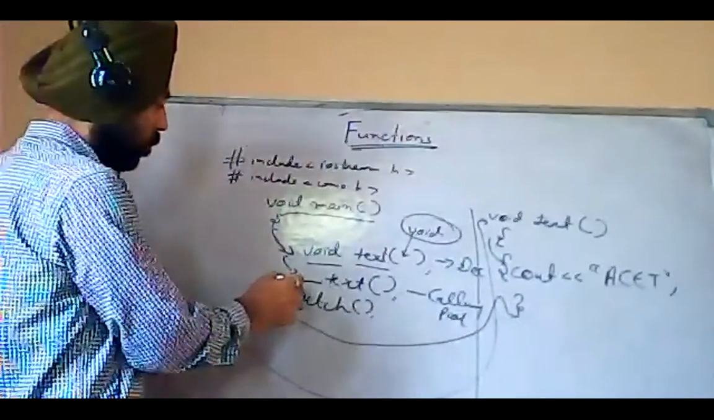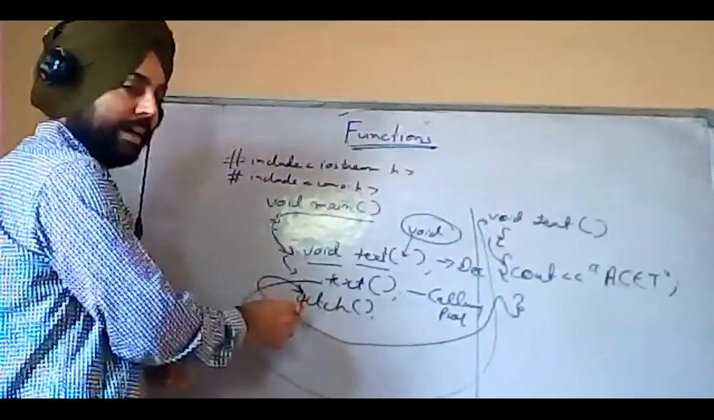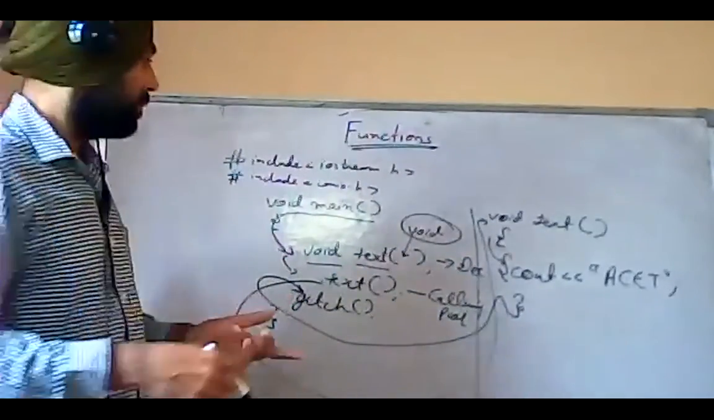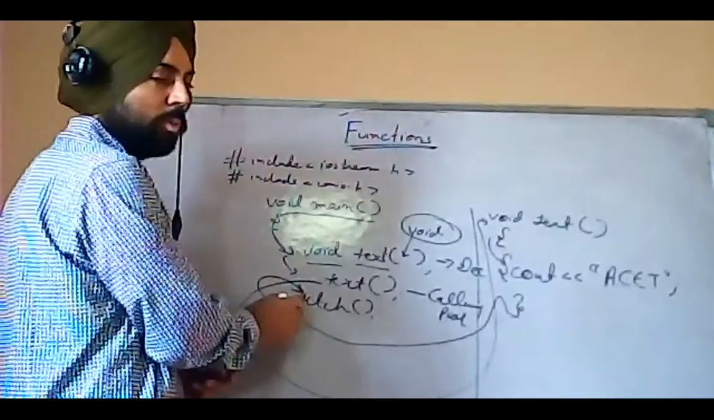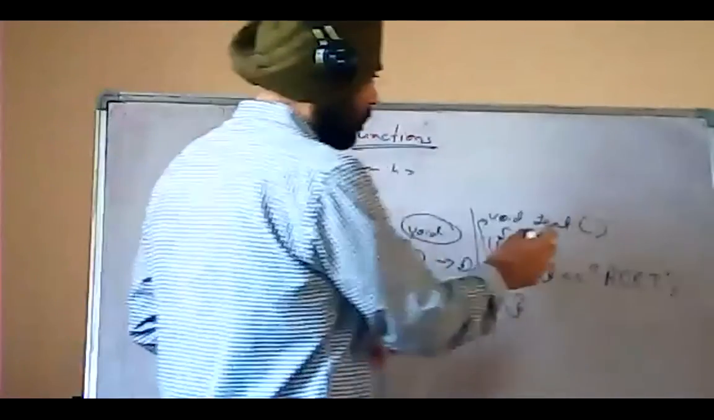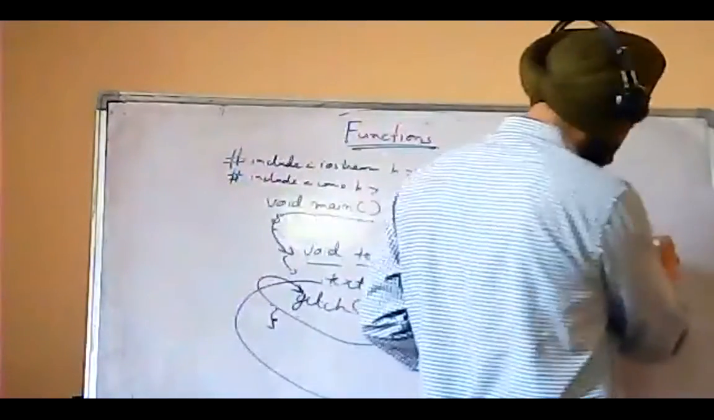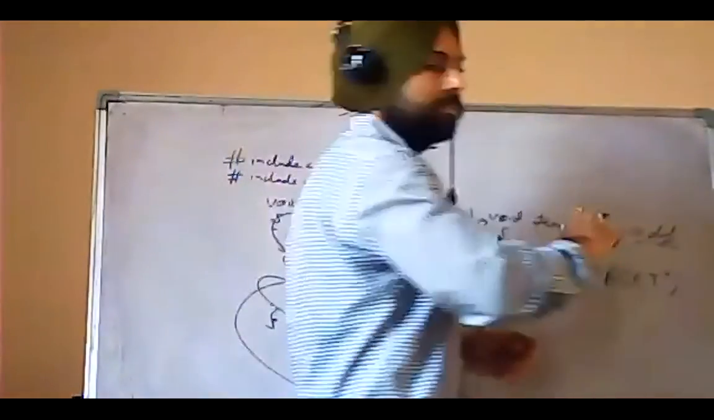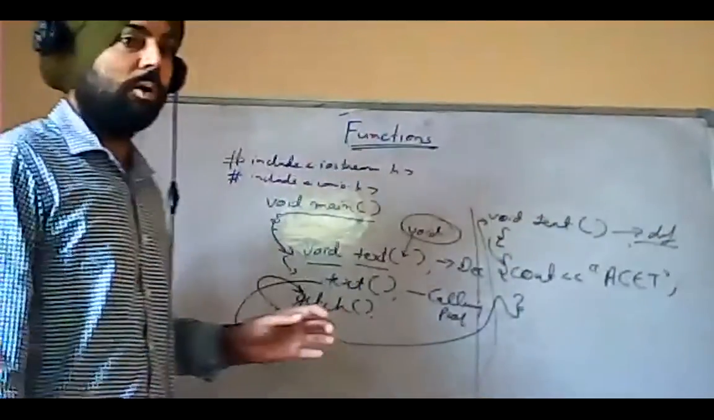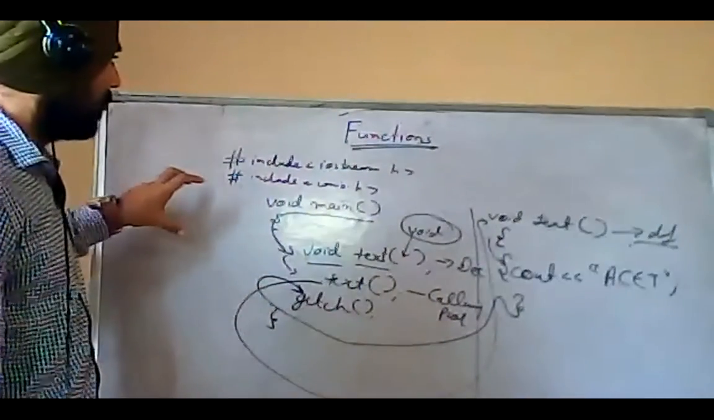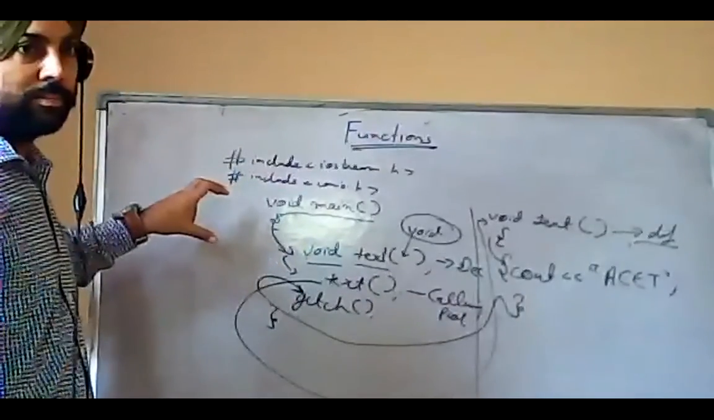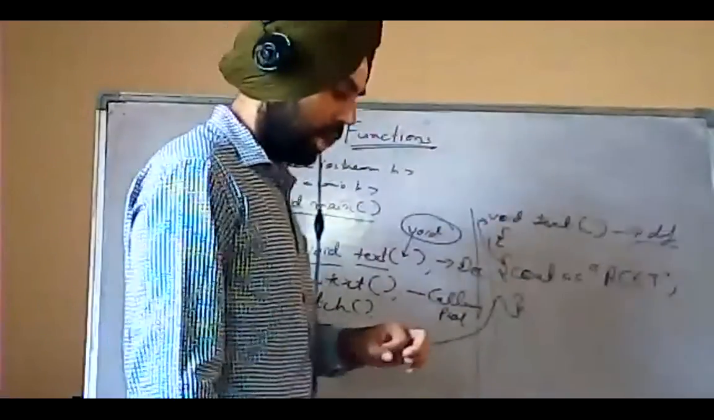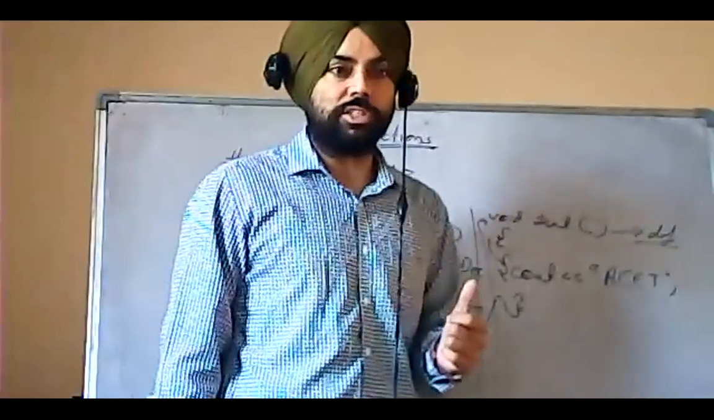What is next? Next is getch. So getch shows the output of the function. Here is the definition part. So this is all about the function part: how we can declare the function, how we can call the function, and how we can define the function.